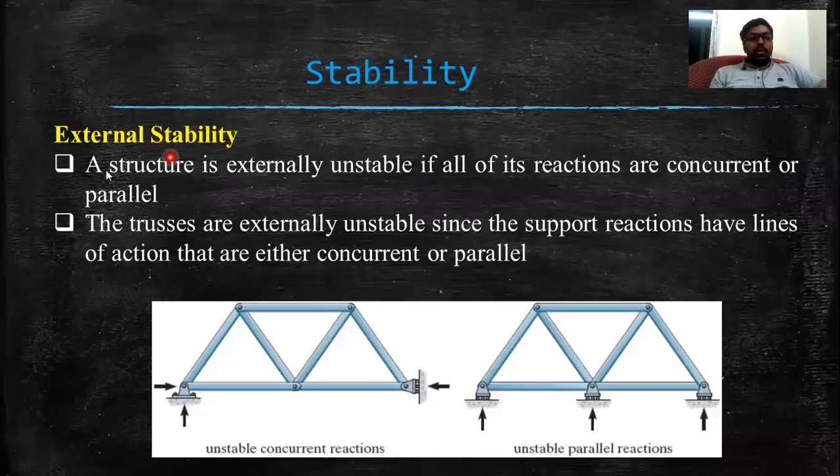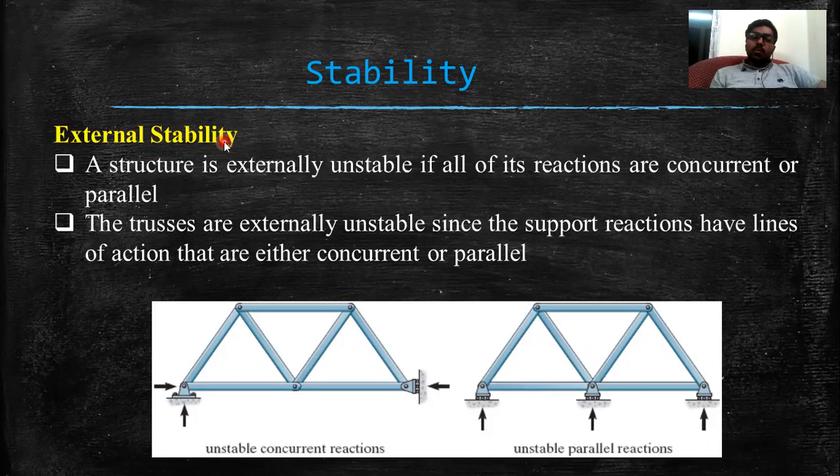Now, first of all, we will consider external stability. Just looking at the structure, or just considering a few basic things, we have to understand whether the particular structure is externally stable or unstable. That is very important before doing the analysis part, because if we can see just by looking at the structure that it is unstable, then there is no issue of analyzing the whole structure, because whatever the load may be, it will lead to a failure. So the structure is externally unstable if all of its reactions are concurrent or parallel.